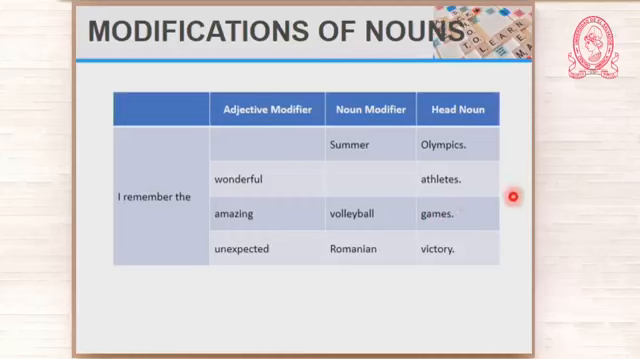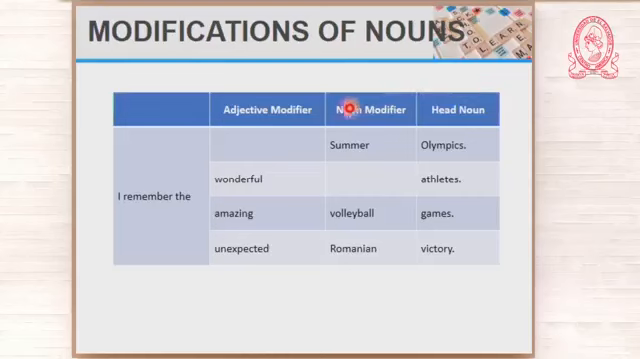There are some things to remember. Number one, the noun that you have at the end that is being modified by a noun modifier or an adjective modifier is called head noun. Okay? Again, the noun that is modified by adjectives or modified by some other nouns is called head noun.